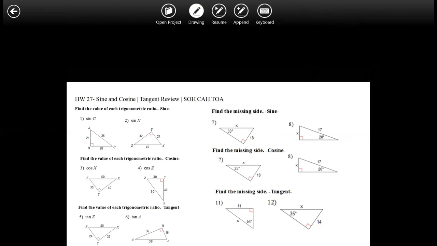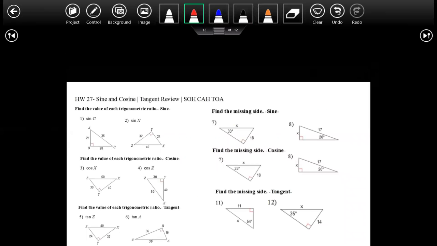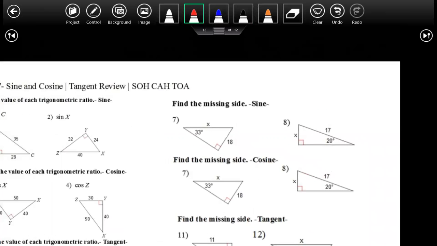So only four of them. Dang it. Printed out the wrong one. Check out School Loop, it'll give you the better one.